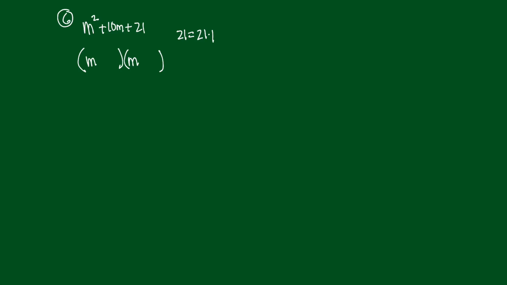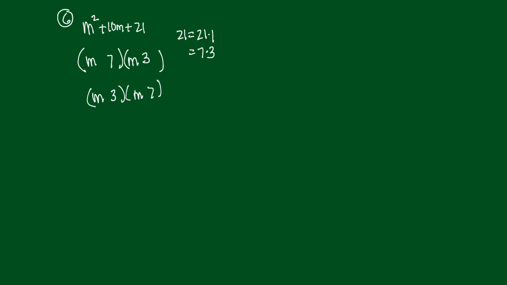21 and 1. Now, when I add these two numbers, I don't get a 10, so that's not going to work. But what about 7 and 3? Well, 7 and 3, when I add those, sure enough, I get a 10. So I'm going to put in a 7 and a 3. Okay, I could do it this way. Doesn't matter which order. m plus 3, m plus 7.